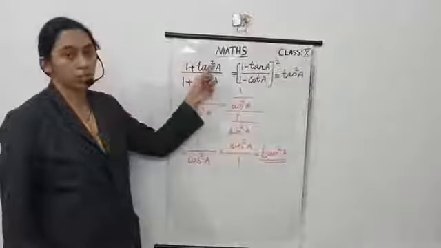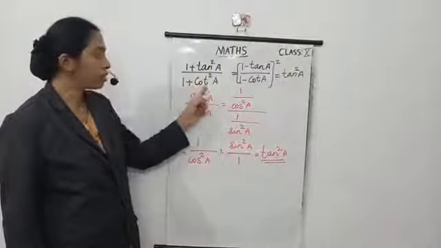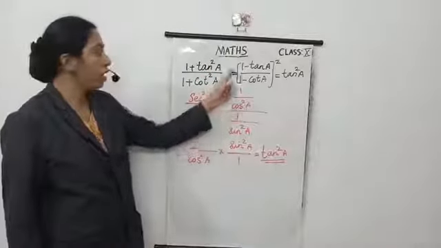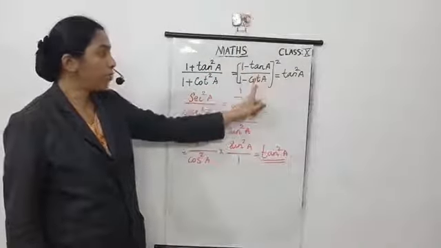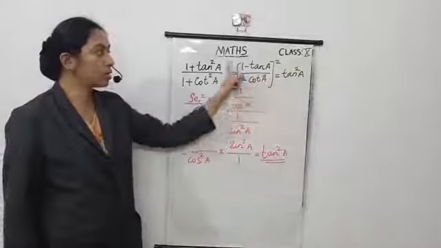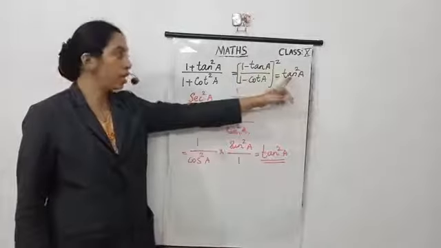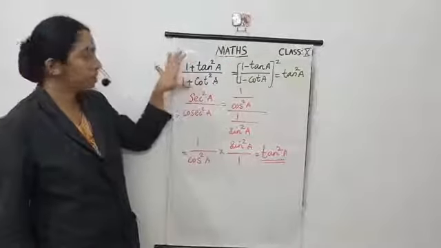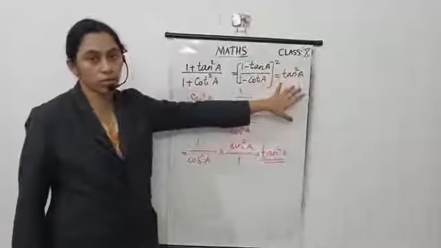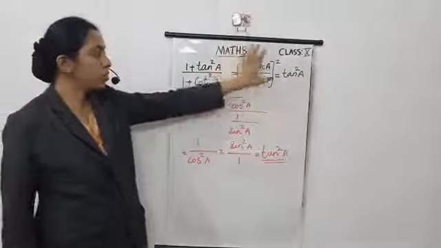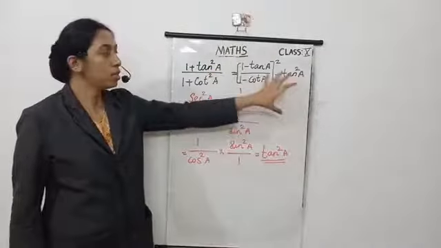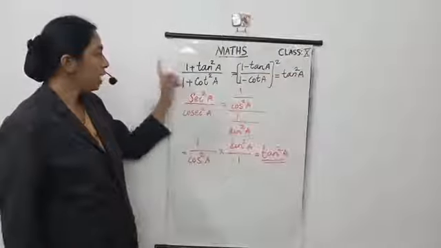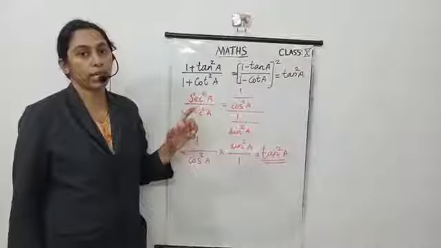1 plus tan square A by 1 plus cot square A equal 1 minus tan A by 1 minus cot A all square equal tan square A. So here two questions given. We need to prove this question is equal to tan square A and this portion also equal to tan square A. So first take this portion and 1 plus tan square A is identity.